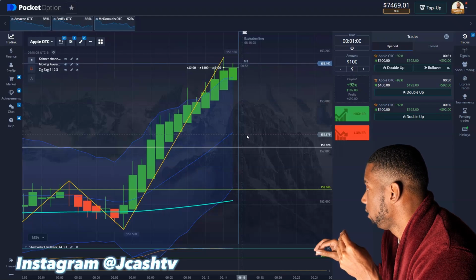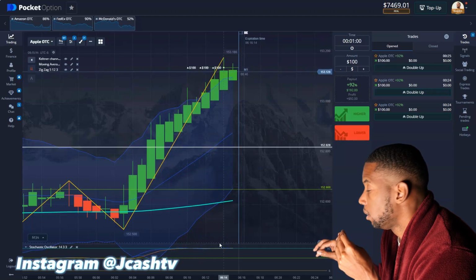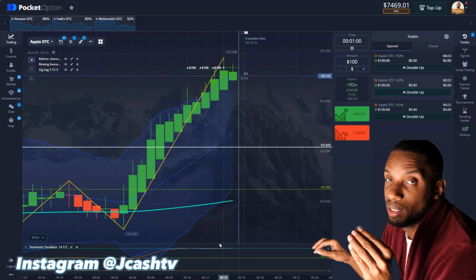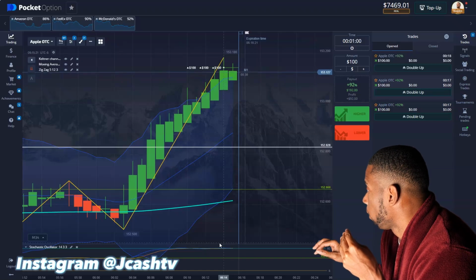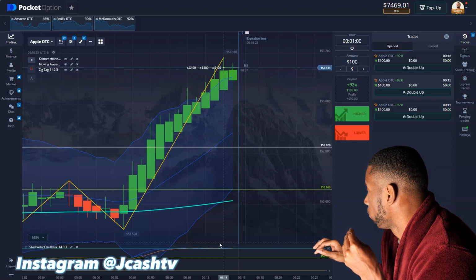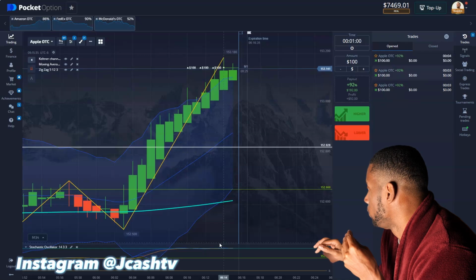Before it turns around completely. And if you ever wonder why the stochastic on the M1 stays up there for so long, you might have to go look at the M5 or the M15 to see why it stays there so long. So I got 19 seconds left, and it's like in and out. So this is gonna be one of them close ones. It's in and out. Let's see what happens. I got like 8 seconds left. 5, 4, 3, 2, 1.